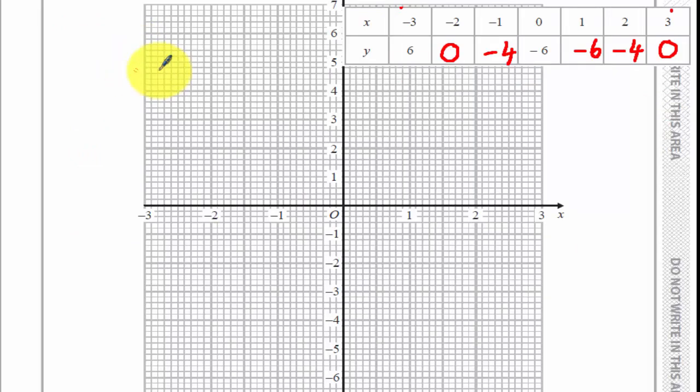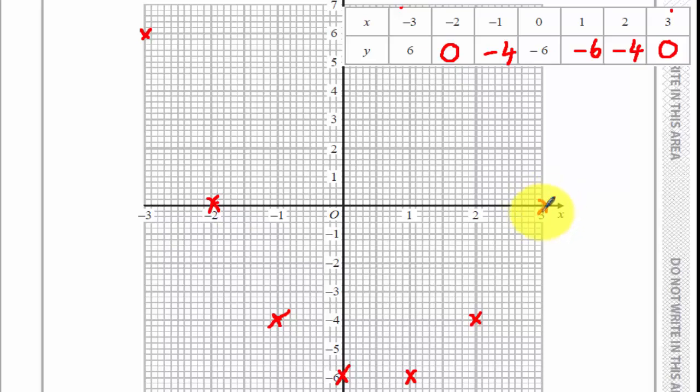Part B asks us to draw the graph, and I've copied the table of values down. The first point is x is minus 3, y is 6. So put a neat cross there. X is minus 2, y is 0. X is minus 1, y is minus 4. 0, minus 6. 1, minus 6. 2, minus 4. And 3, 0.